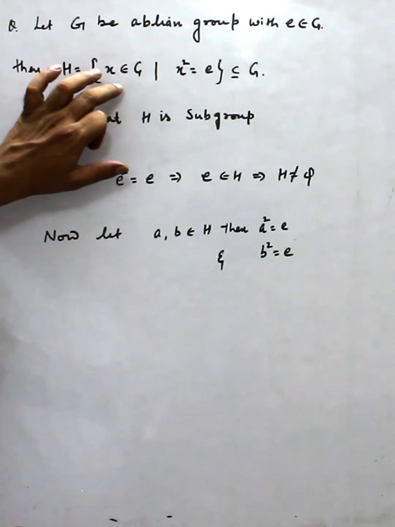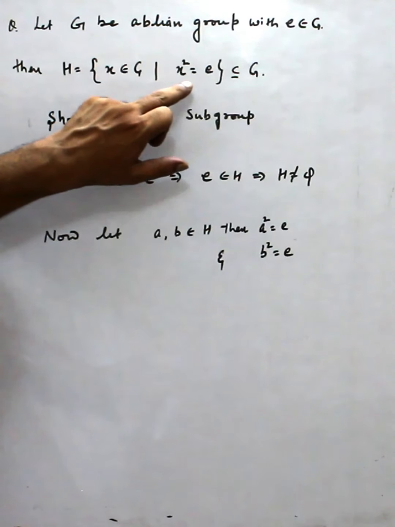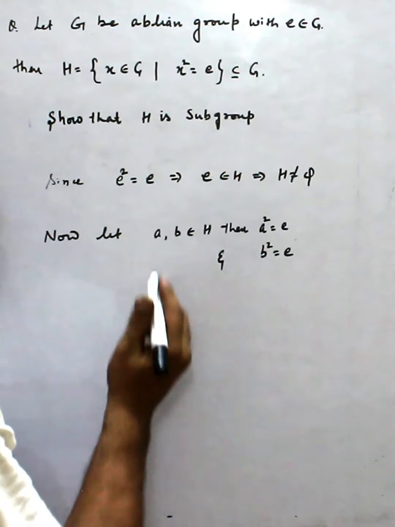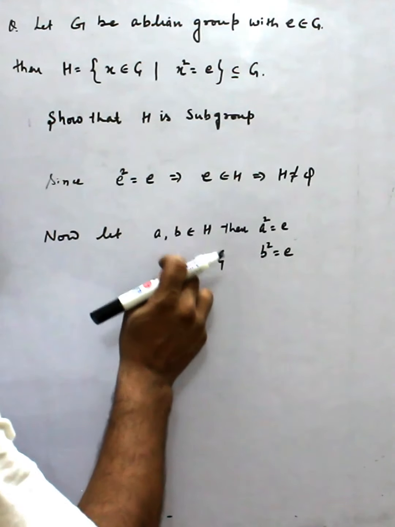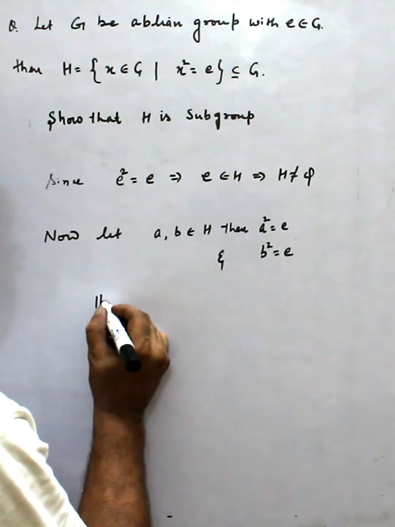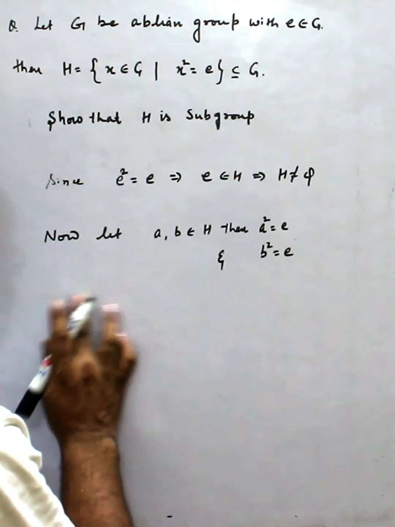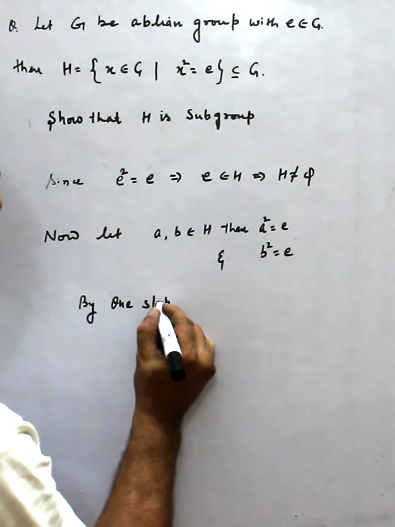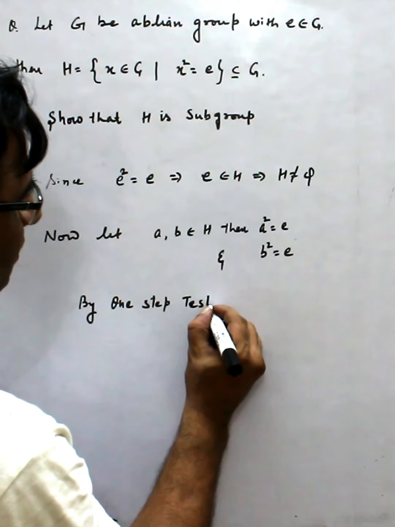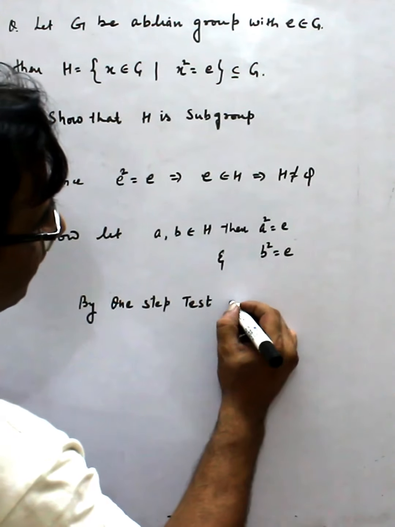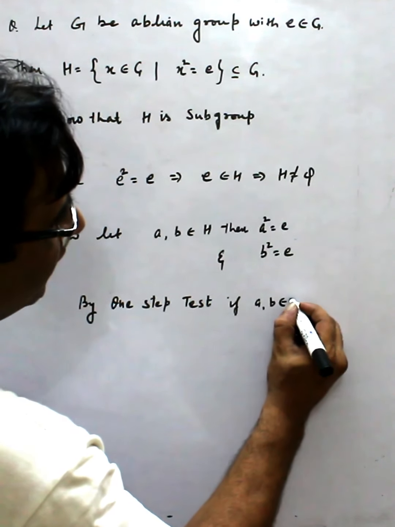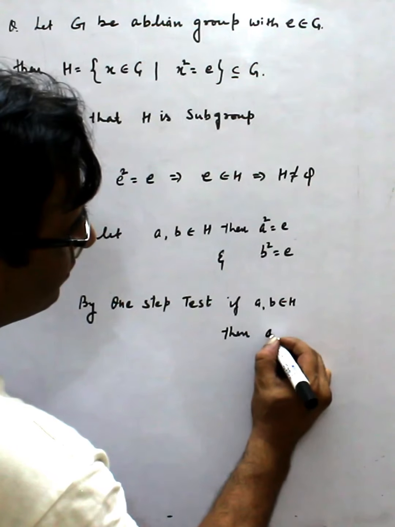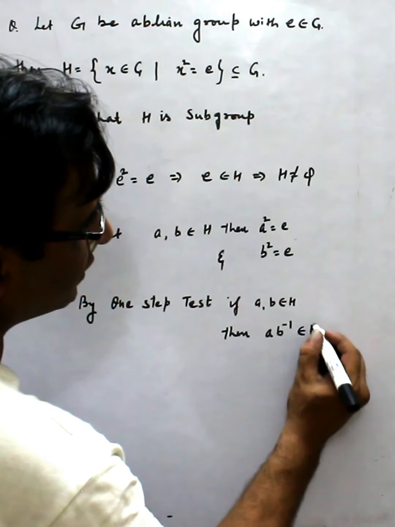Now in H we are using the one step subgroup test. In the one step test we have to show that if a and b belong to H, then ab inverse belongs to H. This we have to show.